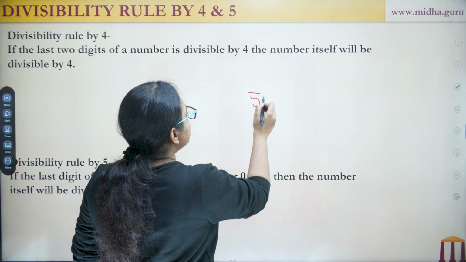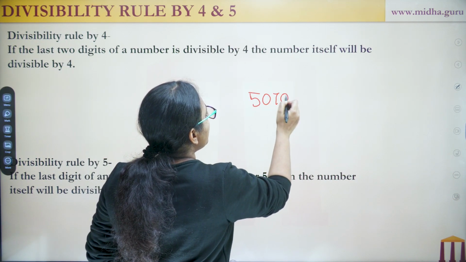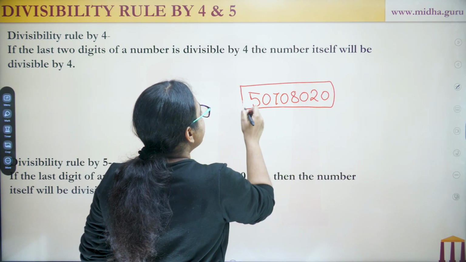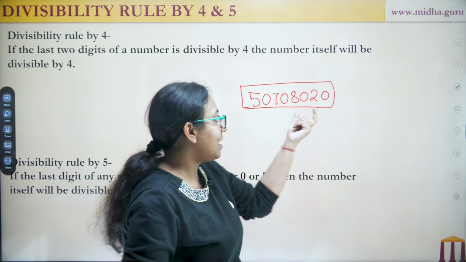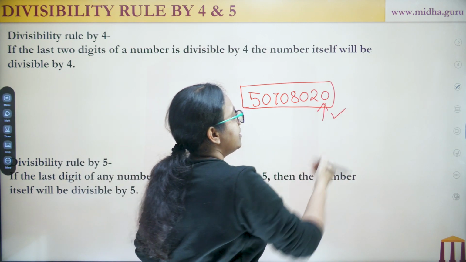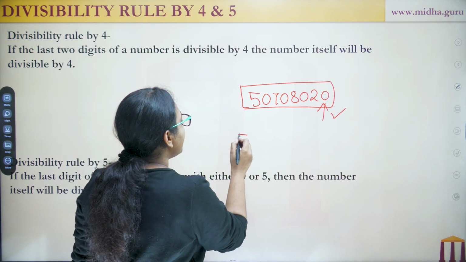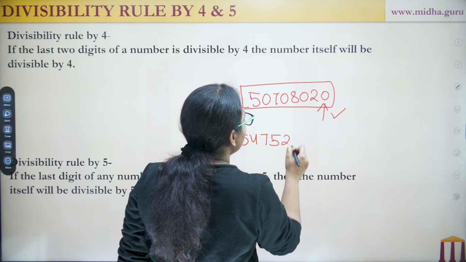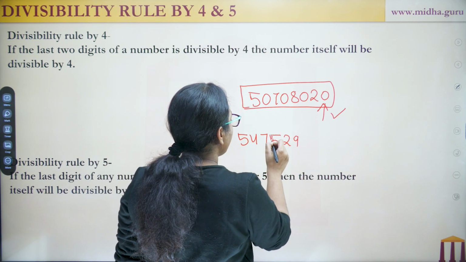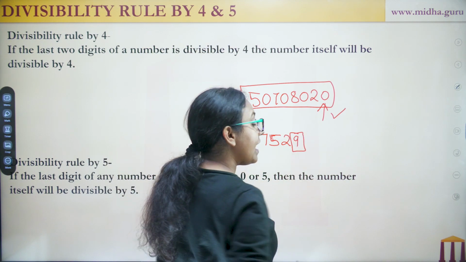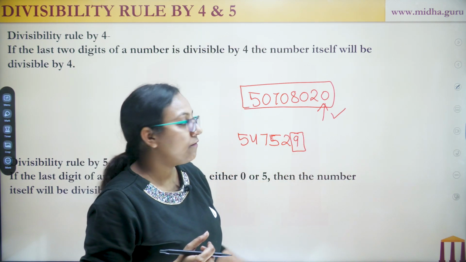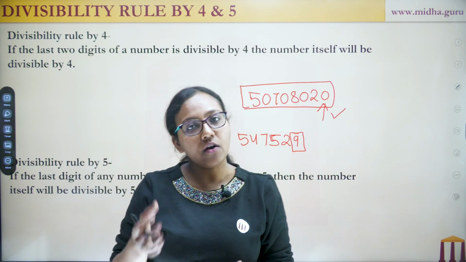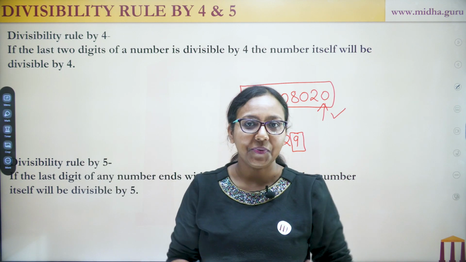If I have 50708020, is it divisible by 5? The last digit is 0. So yes, it is divisible by 5. If I have another number, 547529, what about this number? This number has 9 at its unit digit, which is not 0 or 5. Any number which ends with 0 or 5 will be divisible by 5 without any doubt.